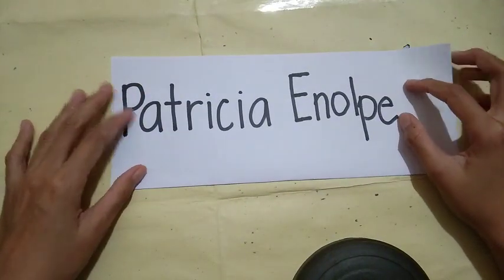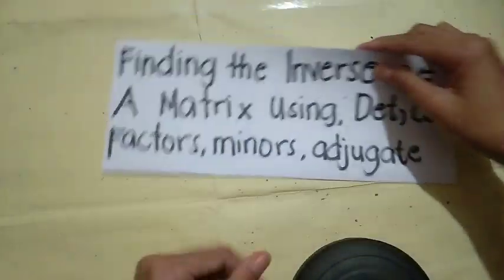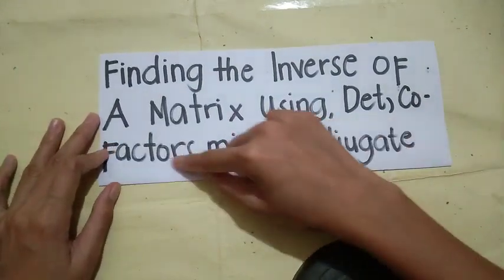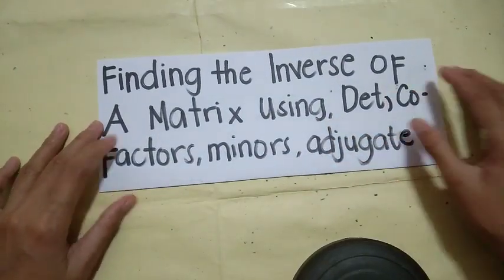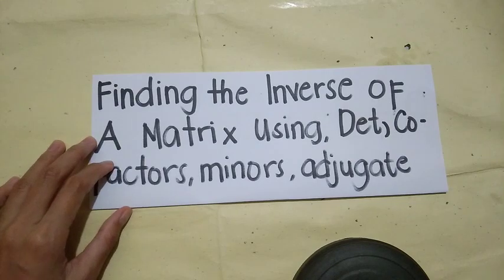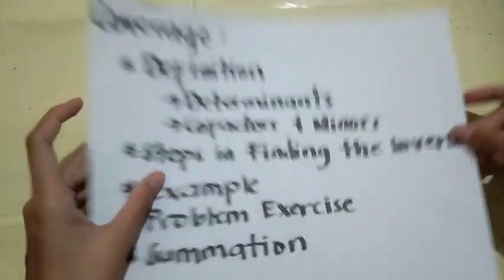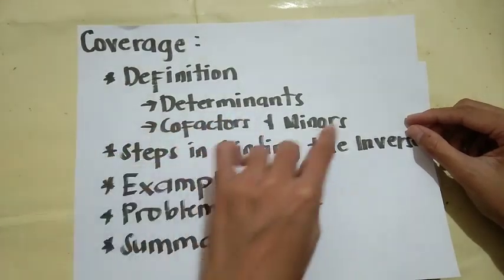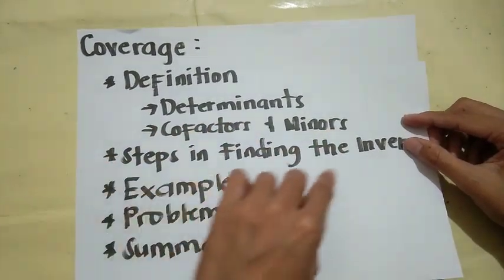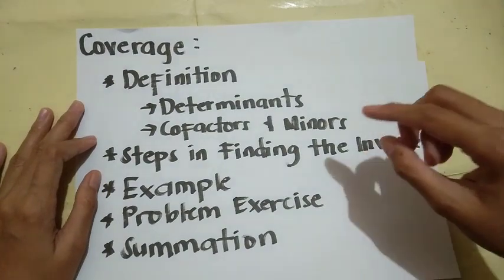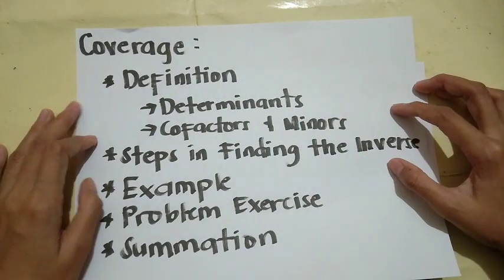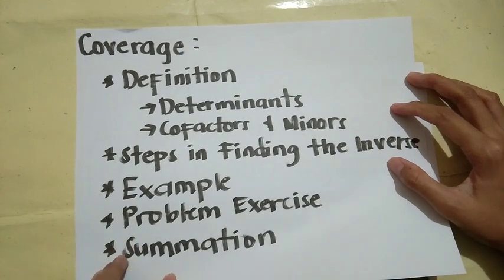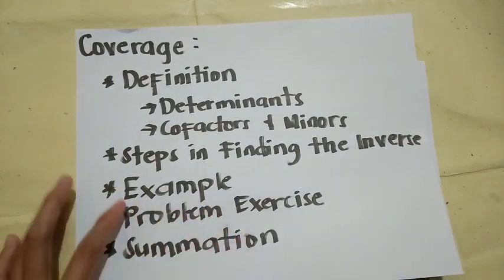My name is Patricia Inope, and in this video, we are going to find the inverse of a matrix using the determinant, cofactors, minors, and adjugate. But before that, let's have the coverage in this video. We're going to have the definition of the determinants, cofactors, and minors, and then the steps in finding the inverse using the determinant, cofactors, minors, and adjugate, and then its example, then the problem exercise I will give to you, and then the summation.